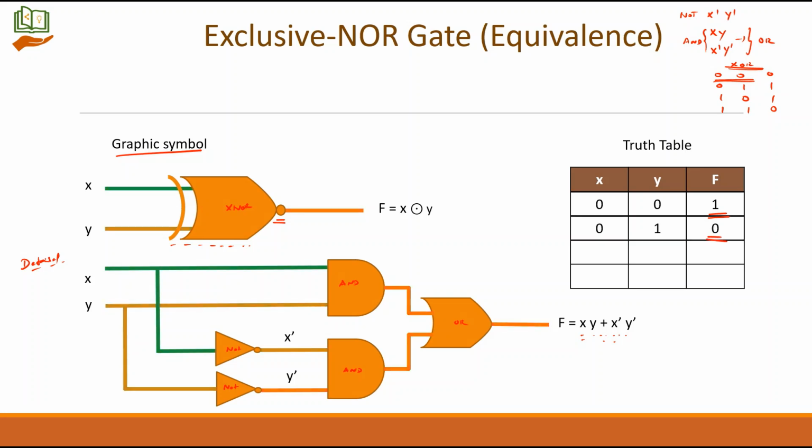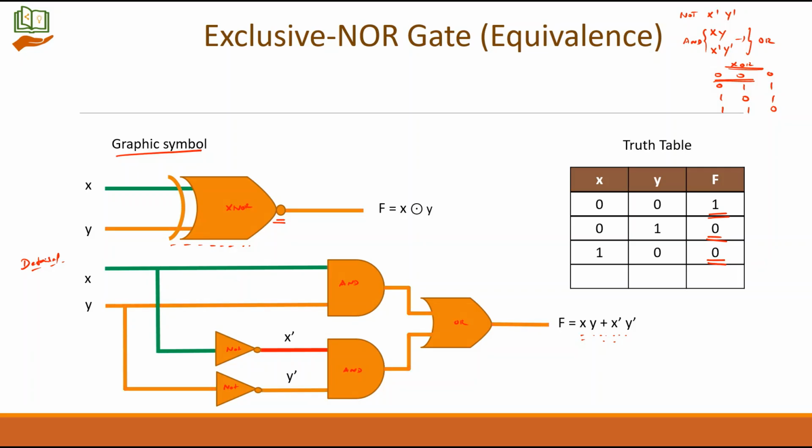What about x is equal to 1? X dash will become 0. What about y is equal to 0? Y dash will become 1. Now also the AND operation will end up with 0 because it is a combination of 1 and 0, and 0 and 1. So 0 plus 0 will again give you 0. So here also, due to different inputs, you are getting 0. Just the reverse of the XOR output.